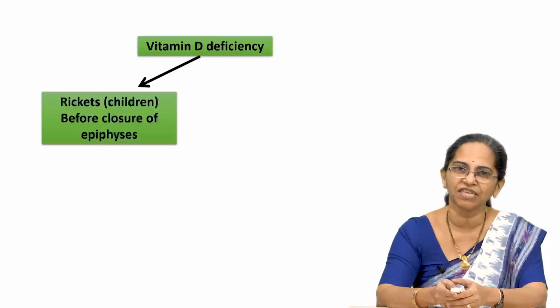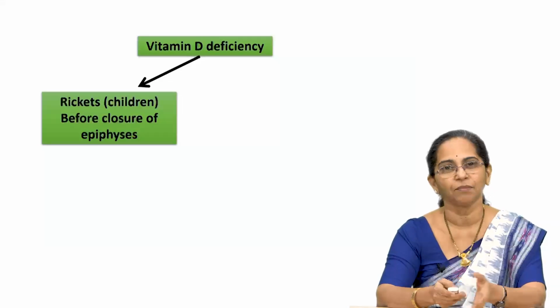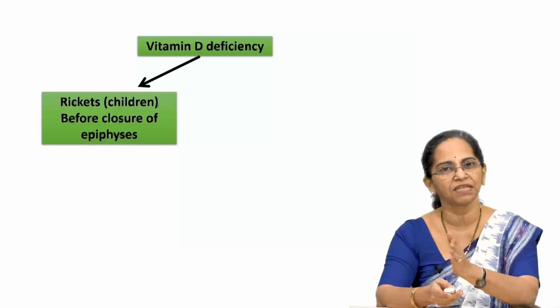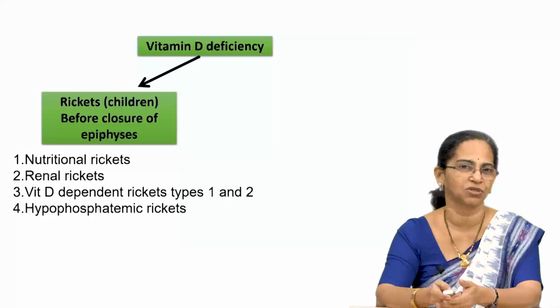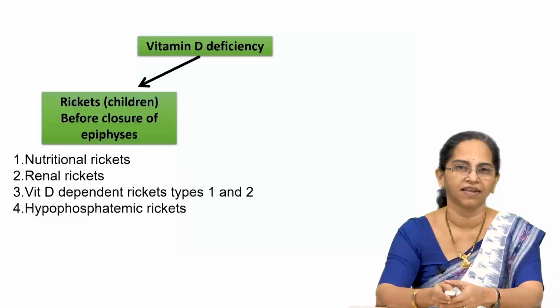If there is deficiency in the children, we will call it rickets, that is before the closure of the epiphysis of the bone. But if the epiphysis has closed, that is, the deficiency is in the adults, you will call it osteomalacia. So, what are the reasons or causes for rickets?